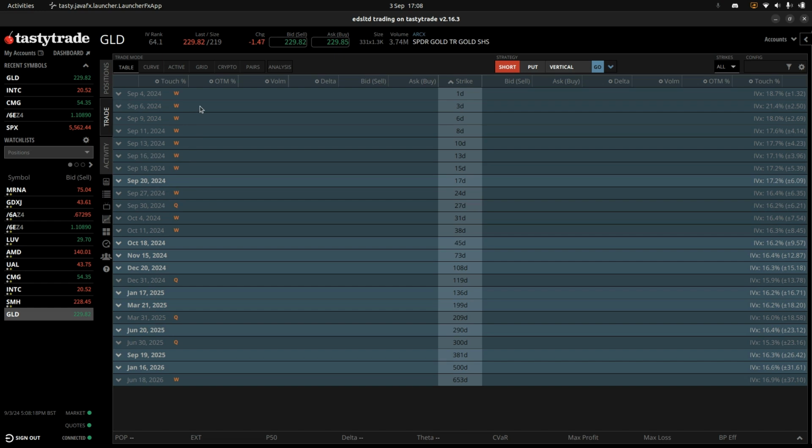So the first monthly expiration that's available is September 20th, which is 17 days away. We're not going to go with September 20th. It's a bit too close for our liking. So we're going to go a bit further out to the October 18th, which is 45 days out in time, which is actually perfect for us.